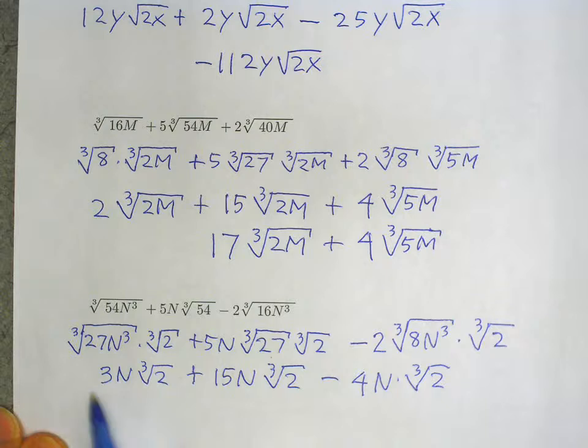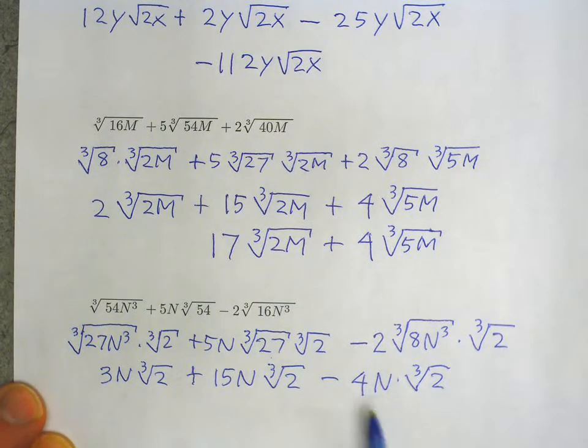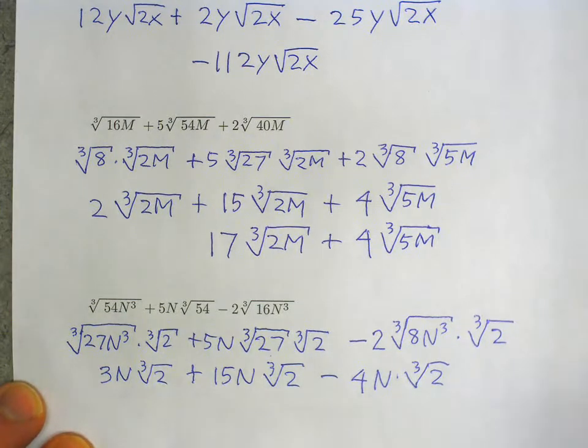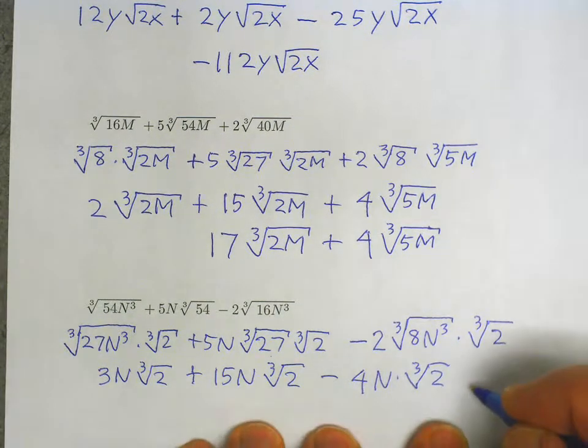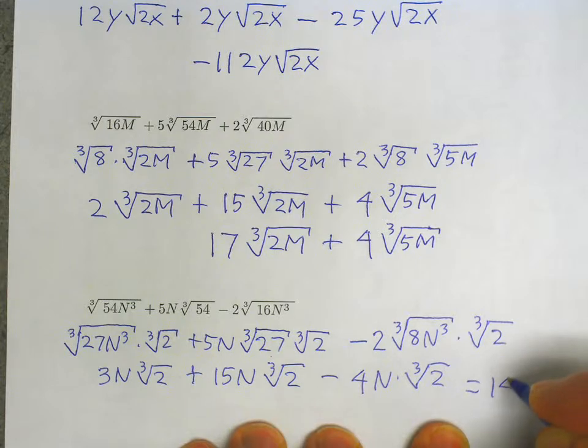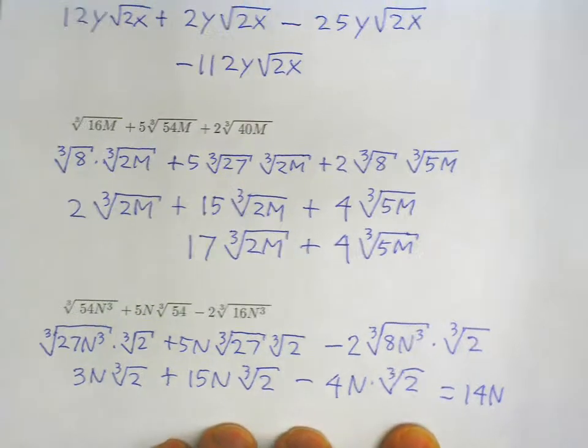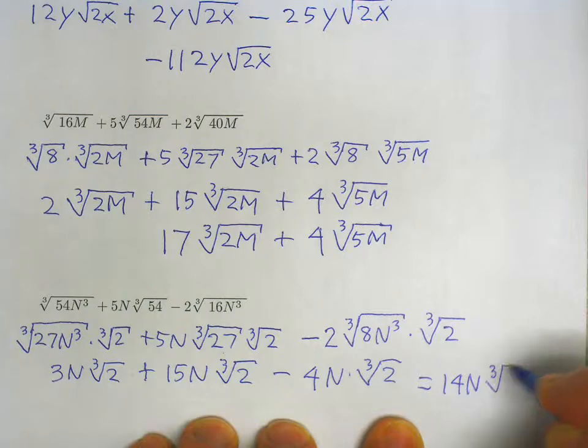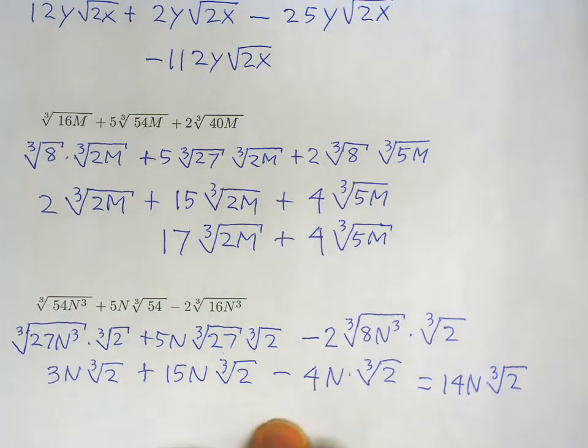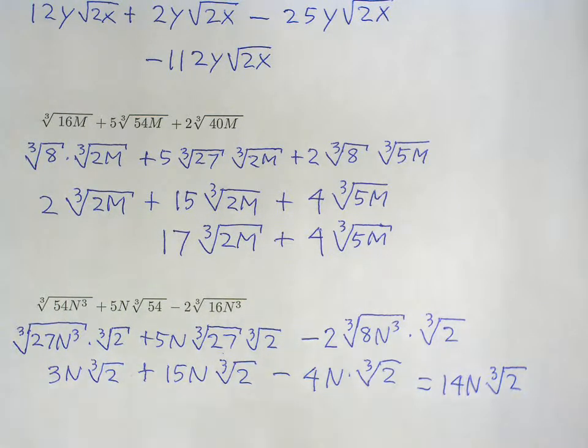So 3 of those plus 15 of the same, that gives us 18n times the cube root of 2. But then we're subtracting 4n times the cube root of 2. So altogether, we're just left with 14n times the cube root of 2. Okay. That's all we're going to talk about regarding adding and subtracting. Now we will switch to multiplying with radicals.